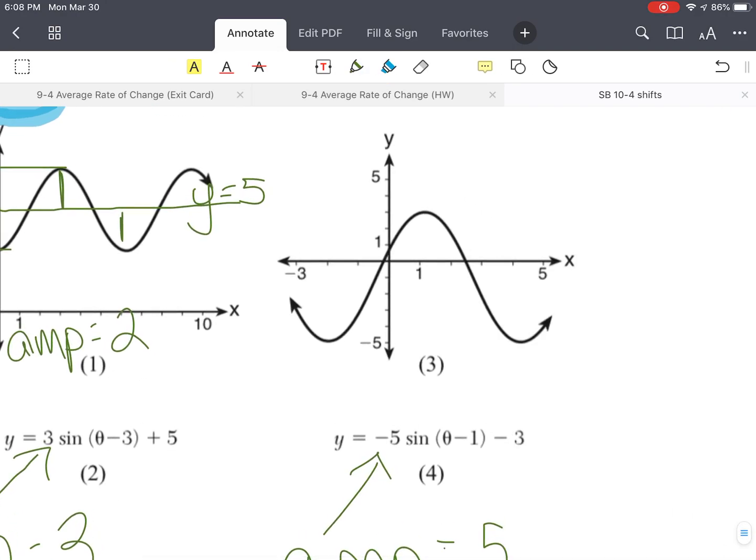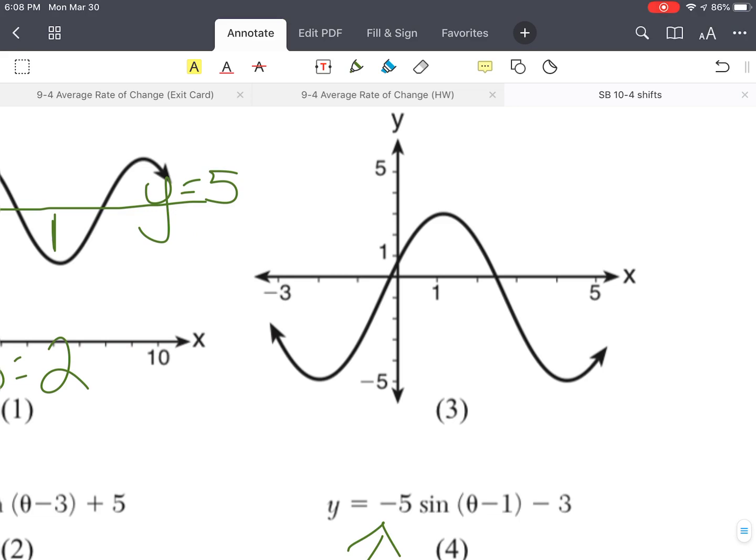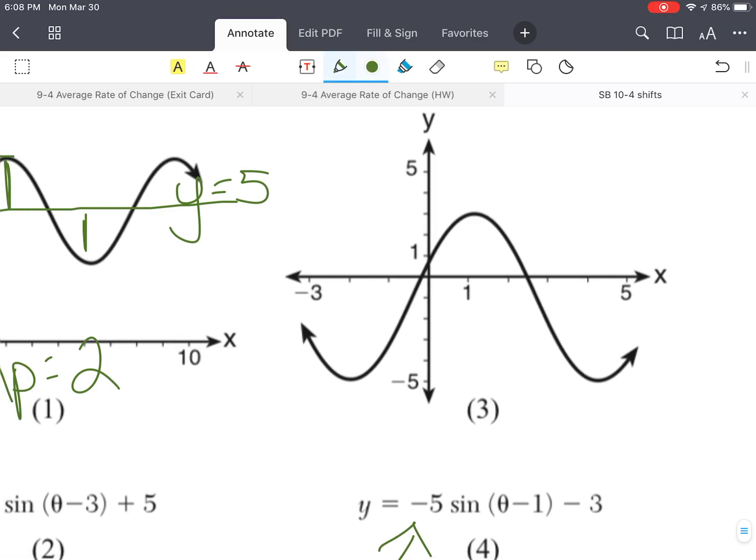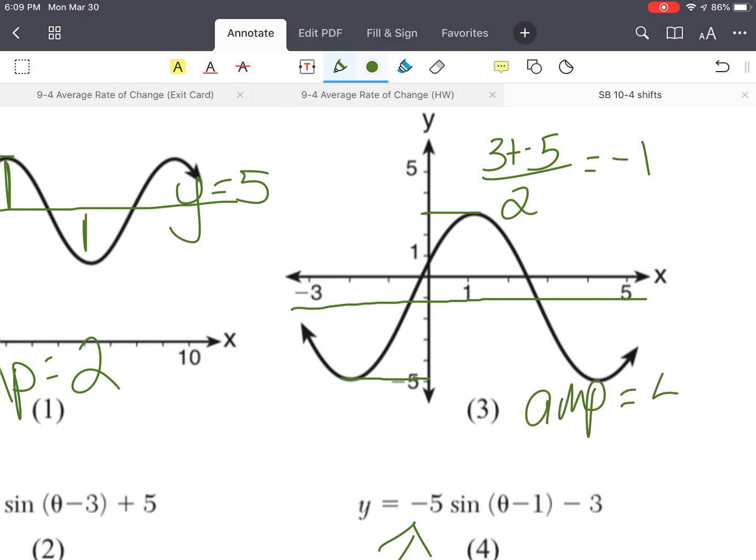And then let's find this amplitude. Highest is 3. Lowest is -5. Get -1. So here is my midline. -1, so 1, 2, 3, 4. So the amplitude here is 4. I got that by, I just counted 1, 2, 3, 4.